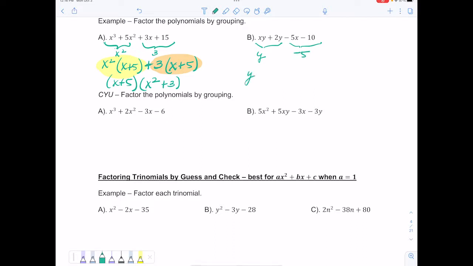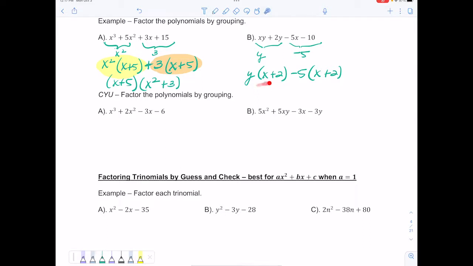Okay, so then remember what we're going to do is we're going to divide. So xy divided by y just gives me x. And 2y divided by y just gives me 2. And then I've got -5 divided by -5, which is, let me put -5 here. Here's my GCF. -5 divided by -5 is positive 1x, and -10 divided by -5 is 2.